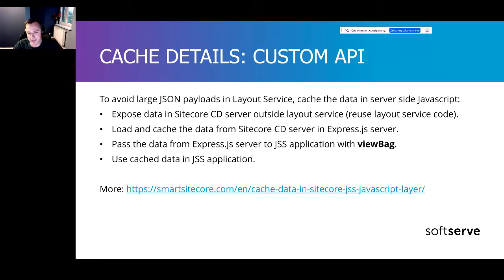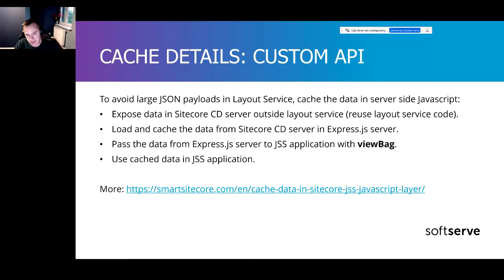It was very simple actually, because what it does is basically read the item, read the layout, read the renderings, and return it as JSON. We do the same for our custom API. So what next? When you have this API, you need to call it server-side. In our case, it was in the Express.js server.